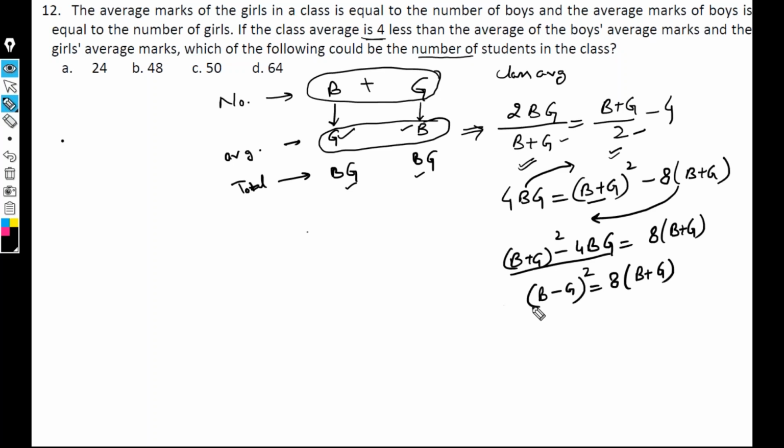which gives us that if the left hand side is a perfect square, the right hand side has to be a perfect square, because B and G are integers, so the difference of the two is going to be an integer. So the square of an integer is a perfect square, so the right hand side has to be a perfect square. So the value of B plus G should be such that when it is multiplied with 8, it becomes a perfect square. So C is the only option that satisfies, because 8 into 50 is 400, which is a perfect square. Is that clear, everyone? If you have any doubt, do let me know.